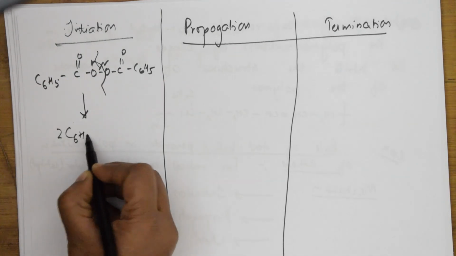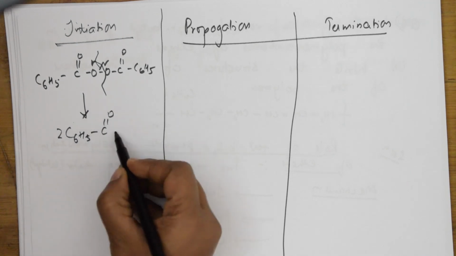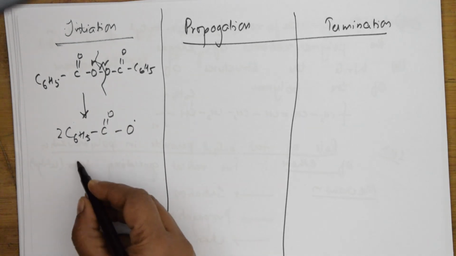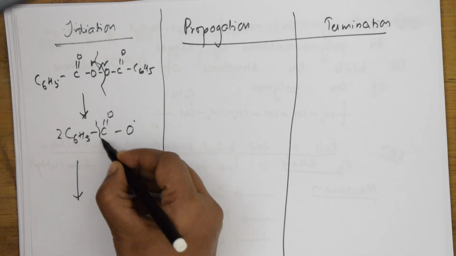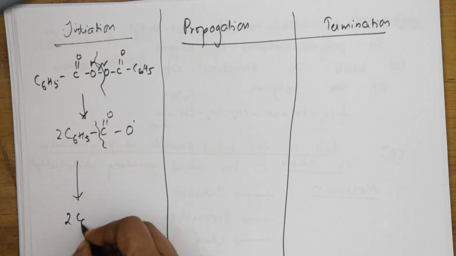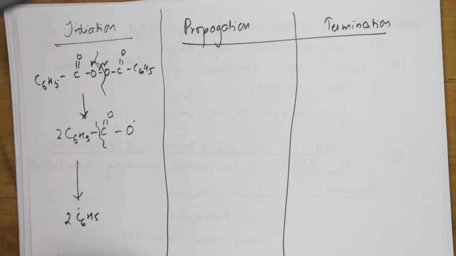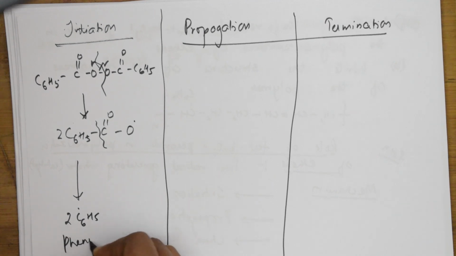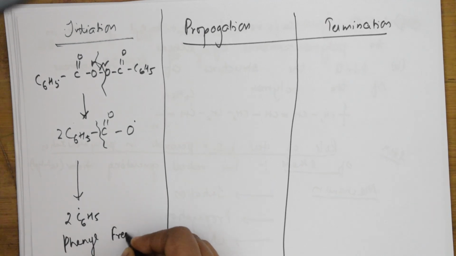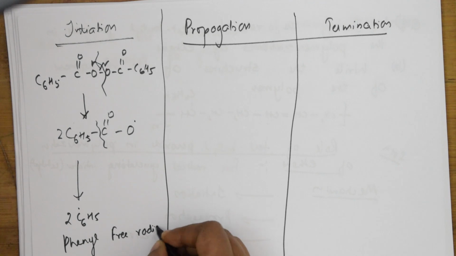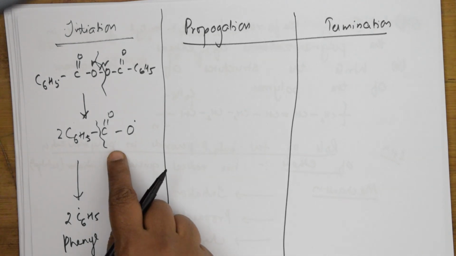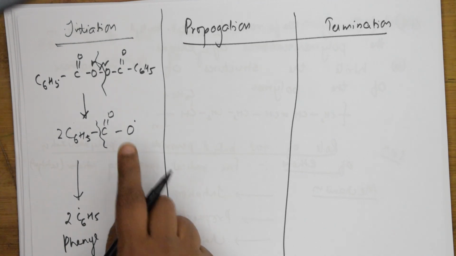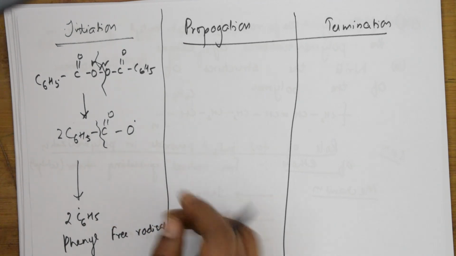So 2 C6H5, C double bond O, see here. Now further, there is a cleavage of the bond here and you get 2 C6H5. What is the name of this? This is called phenyl free radical. Here we are getting benzoyl free radical, but there you'll get tertiary butyl free radical. Simple.